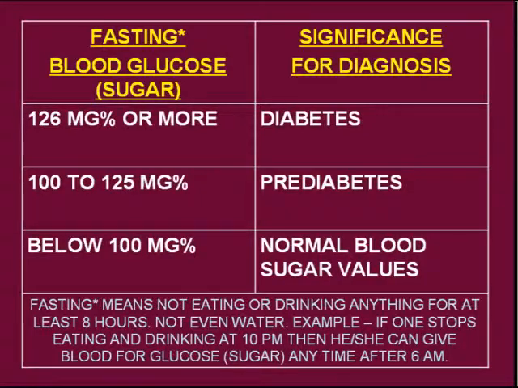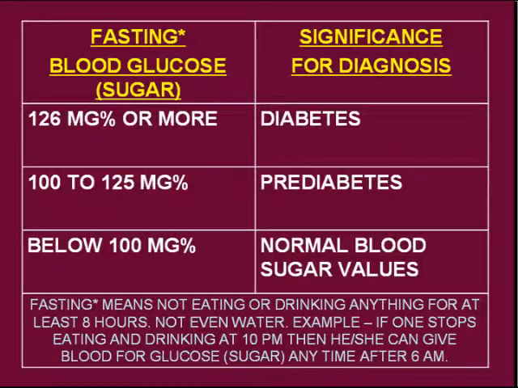If one fasts for 8 hours where he or she doesn't drink even water, and then gives a blood test for sugar or glucose, and the report comes back as 126 milligram percent or more, it is diabetes. If the report is between 100 to 125 milligram percent, it is pre-diabetes, and if the report is below 100 milligram percent till 70 milligram percent, it is normal blood sugar or normal blood glucose values.